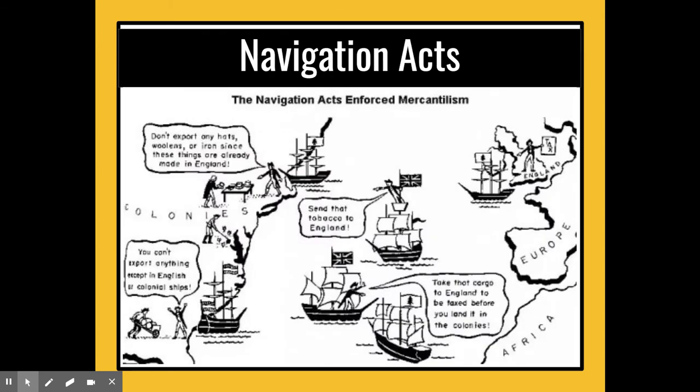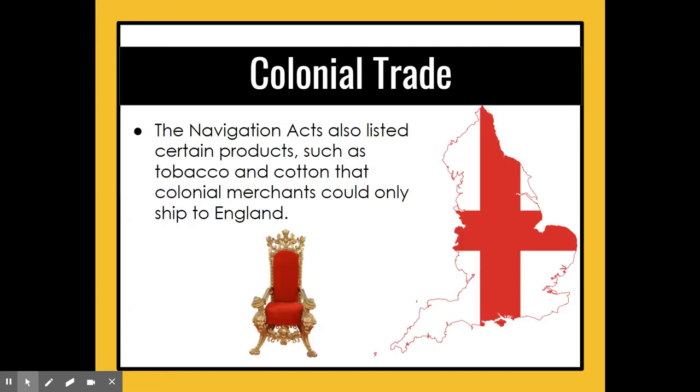In this graphic, you can see how the Navigation Acts enforced mercantilism. You have the colonies over on the left-hand side trying to decide what they're allowed to import and export. And then you've got the Europeans on the right-hand side putting their taxes on everything and causing difficulties with colonial trade. The Navigation Acts also listed products such as tobacco and cotton that colonial merchants could only ship to England, which is going to reduce the number of other nations and countries that they're going to be able to trade with.